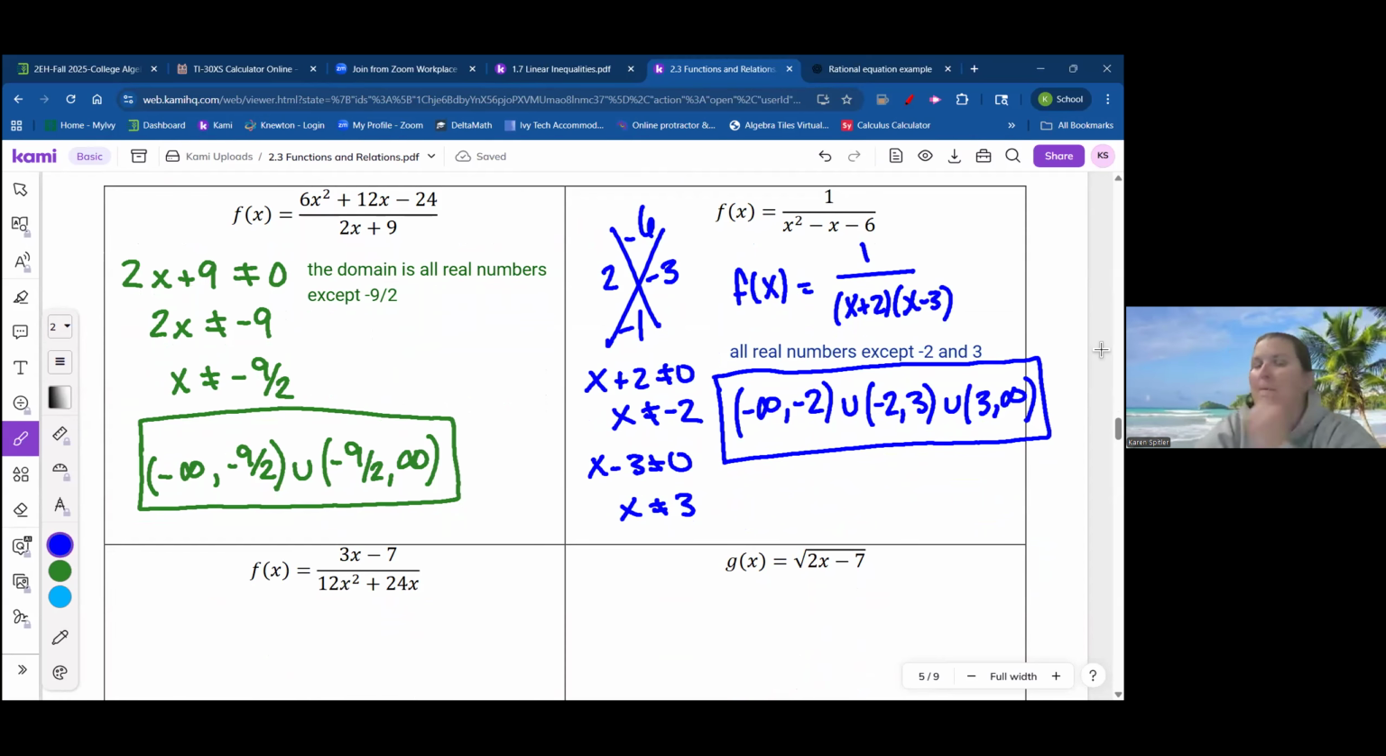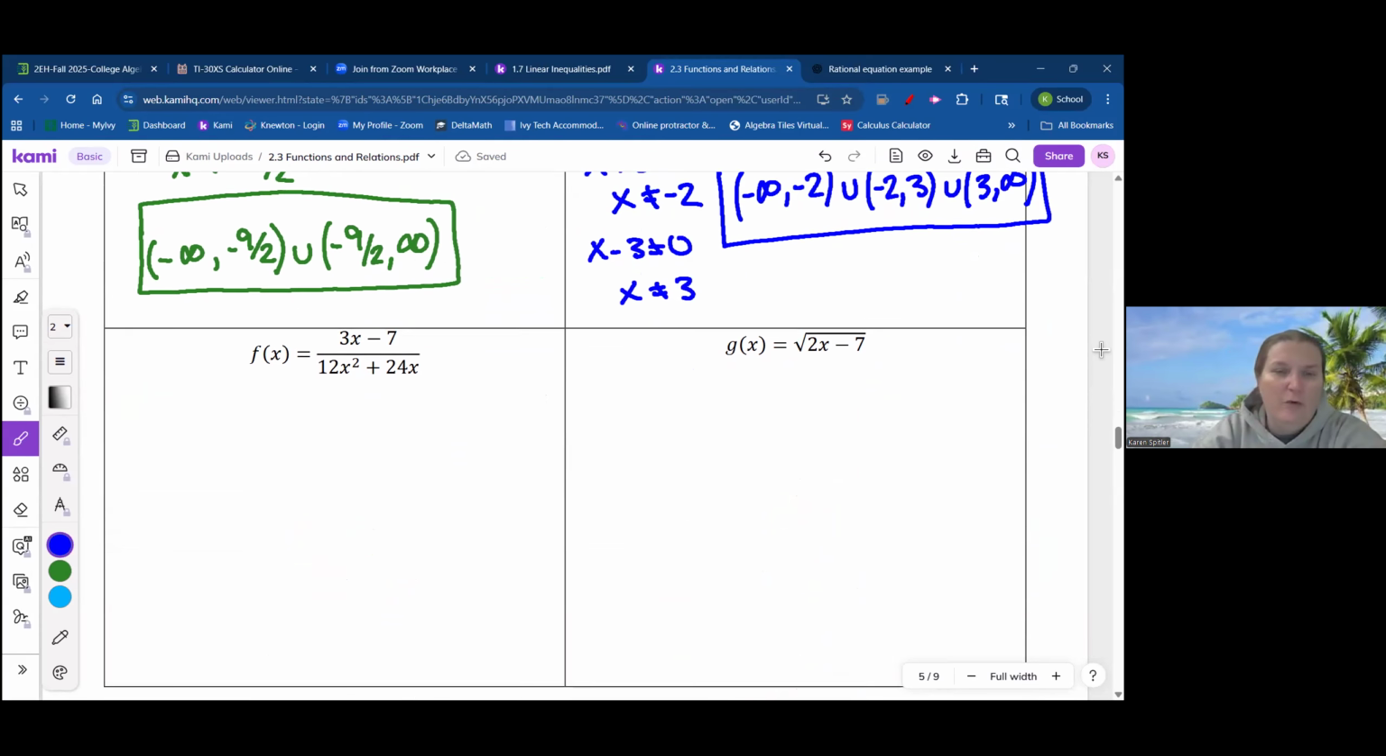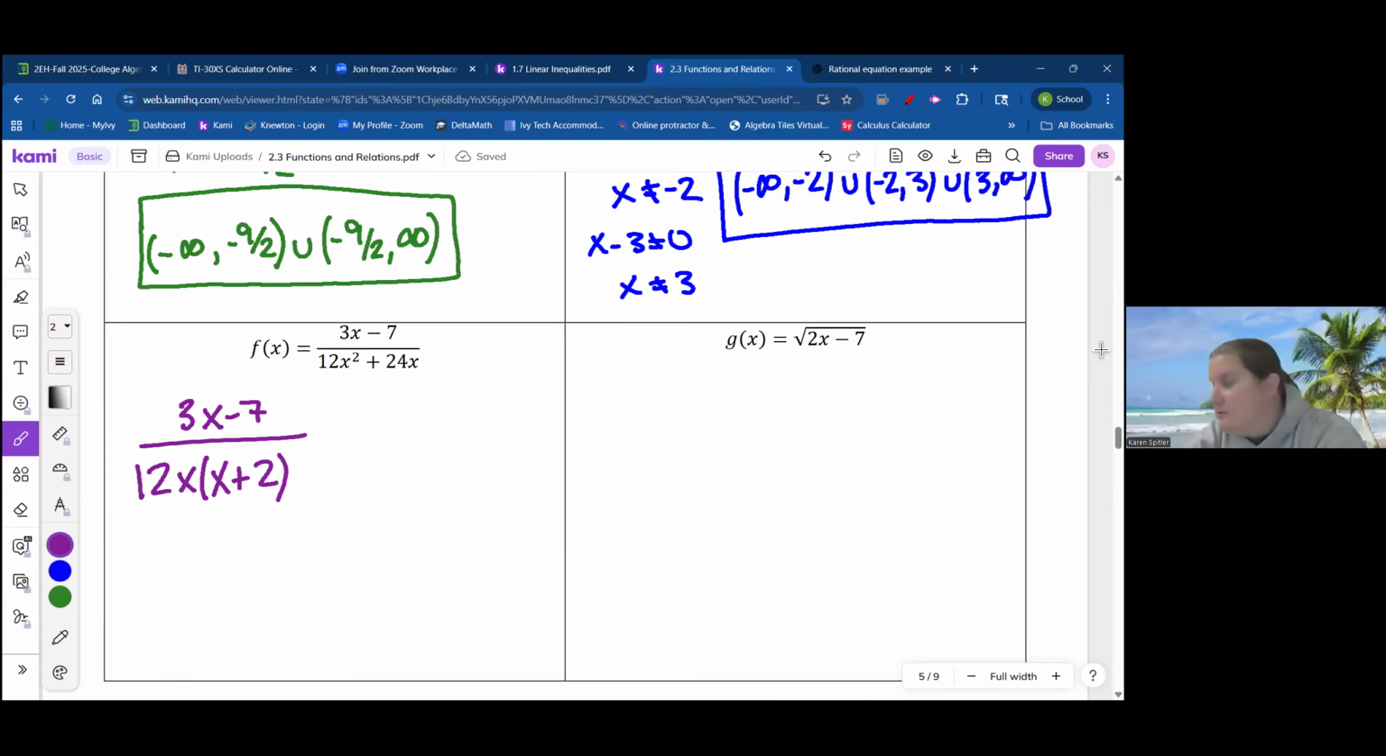Okay. I will factor this third one for you, but then I want you guys to write the domain. So again, it's the denominator. We're just going to pull out the greatest common factor. So we got 3x minus 7, and the greatest common factor is 12x. So we're left with x plus 2. All right. So I want you guys to just write the domain of that purple function there that I factored.